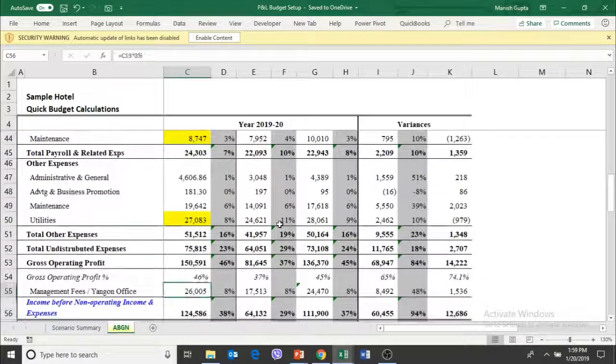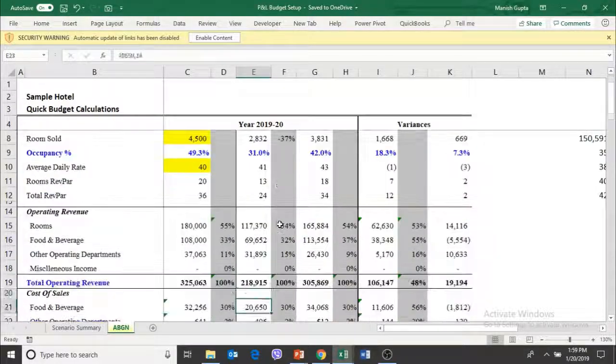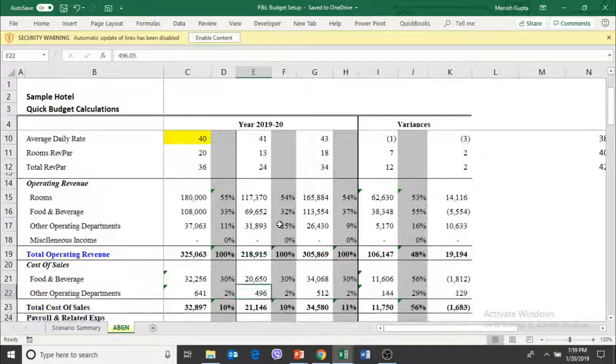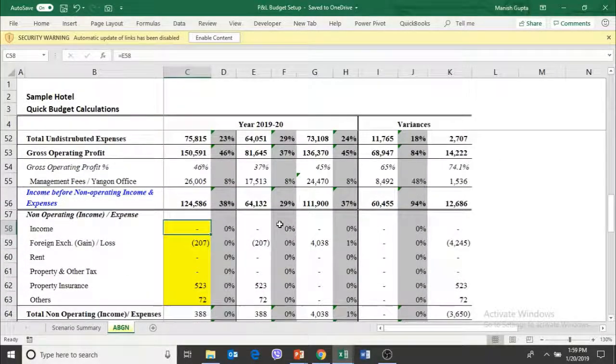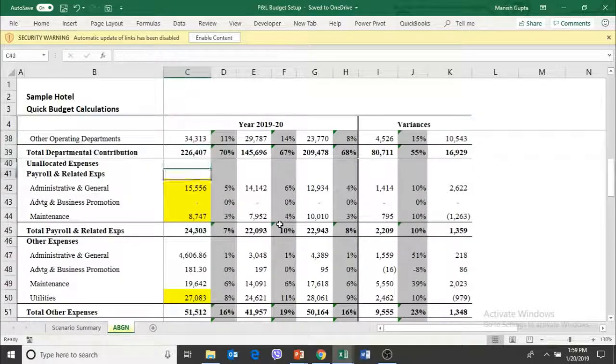And then we can arrive at the gross operating profit. Here in this case, you can see that if we increase the occupancy like this, we are increasing the revenue from the previous year to this year from 218 to 325. So the GOP, the operating profit, will increase from 80,000 to 150,000, right? And the percentage is going to be 45%, 37%, and come back to 46%.